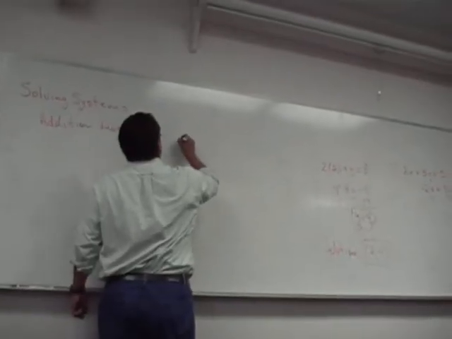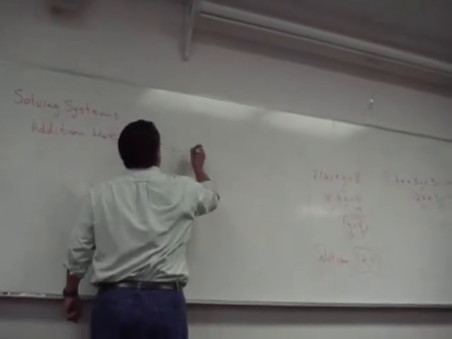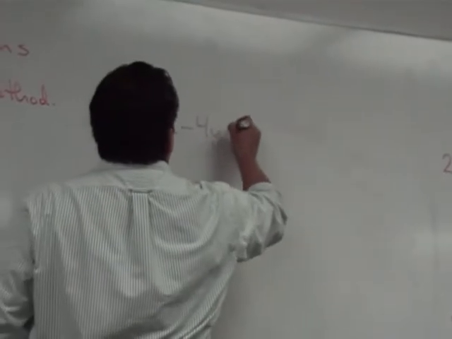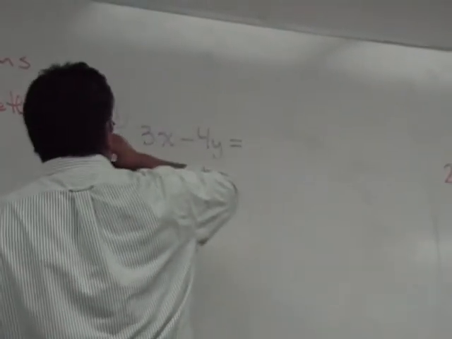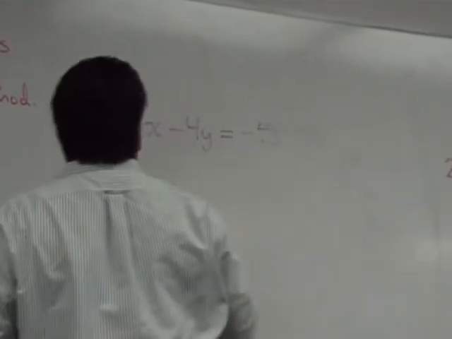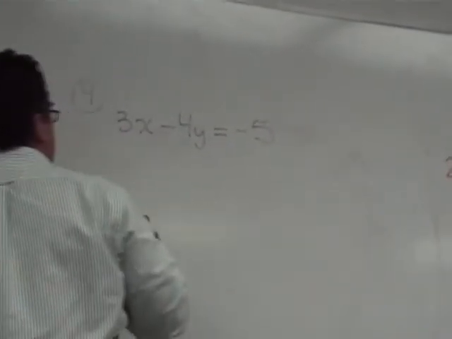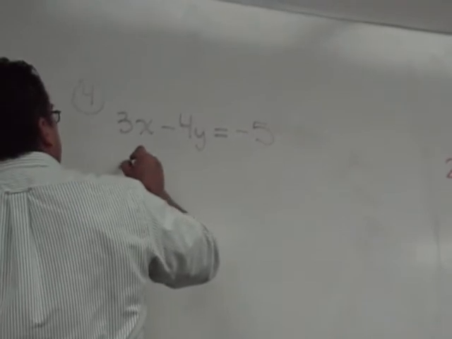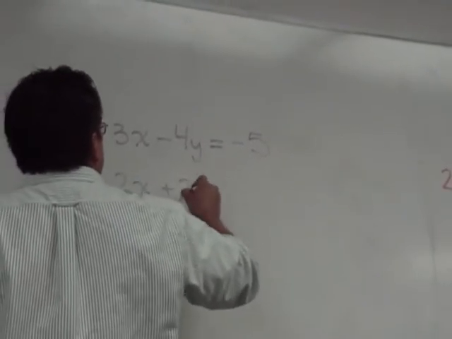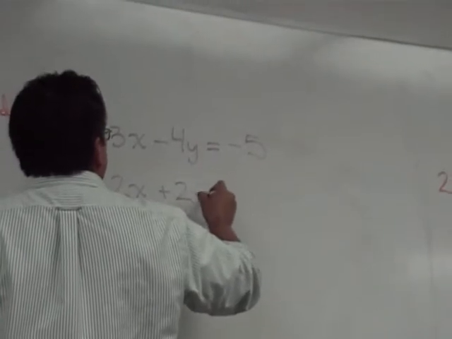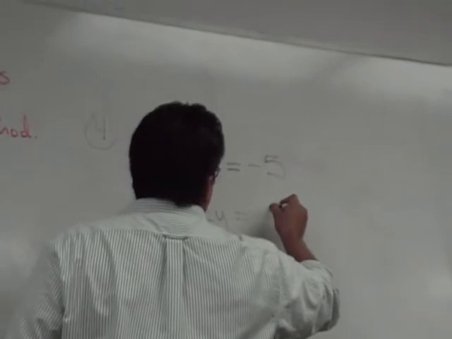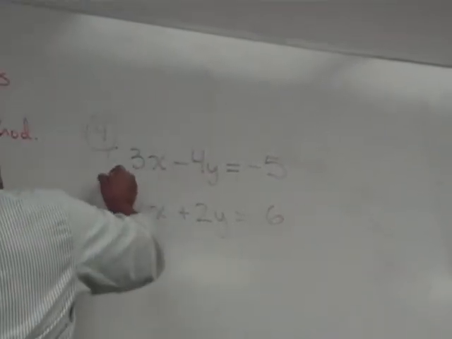Suppose that I told you here 3x minus 4y equals negative 5. And I got over here 2x plus 2y equals 6. Suppose I gave you this system of equations.